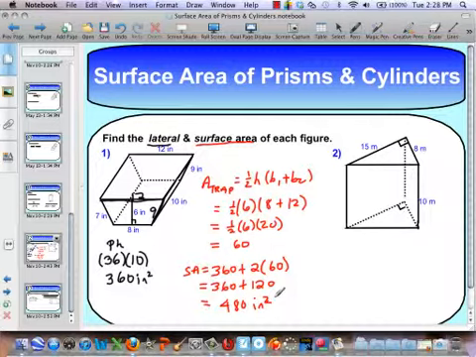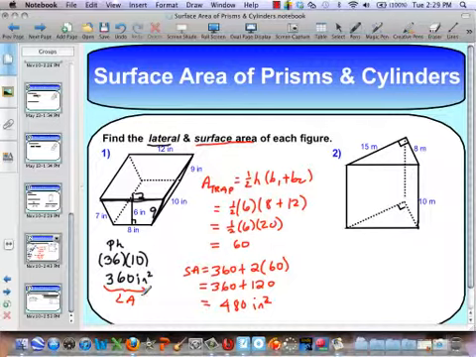Now you guys see how we're starting to bring back a lot of that previous information that we learned. All those area formulas, you need to keep those fresh in your mind. It should all be on the reference sheet. No, 60 is just the area of one base. The 360 is your lateral area.